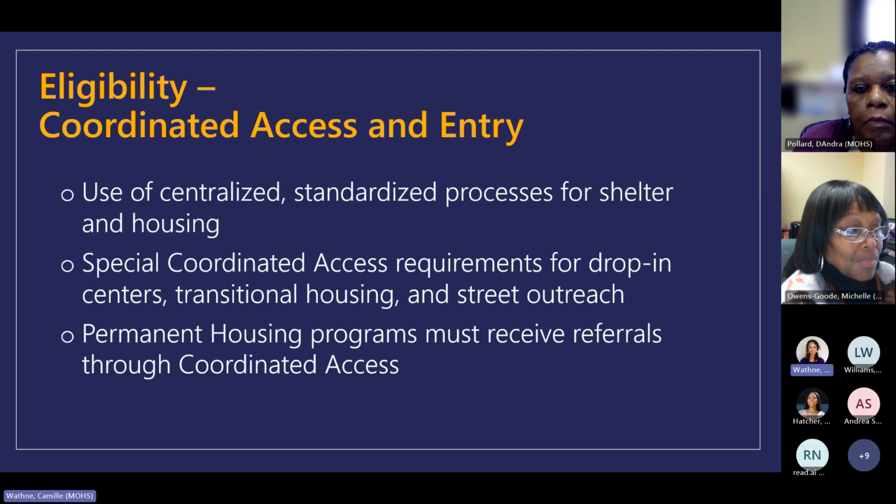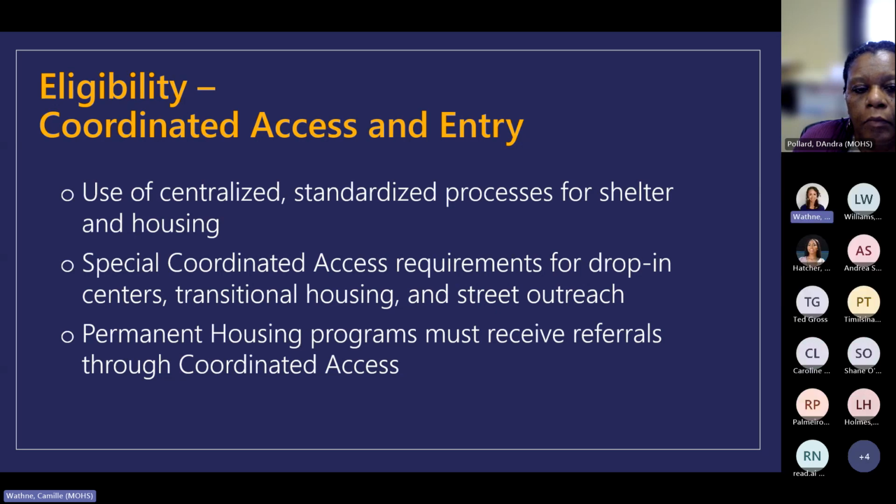For all applications and funded projects within Baltimore City, we do require the utilization of coordinated access and entry. These are two separate but related processes. It's a centralized, standardized process for referrals to shelter and housing. So coordinated access is a centralized process to access permanent housing placements, and entry is for shelter and transitional housing programs, so short-term sheltering programs.